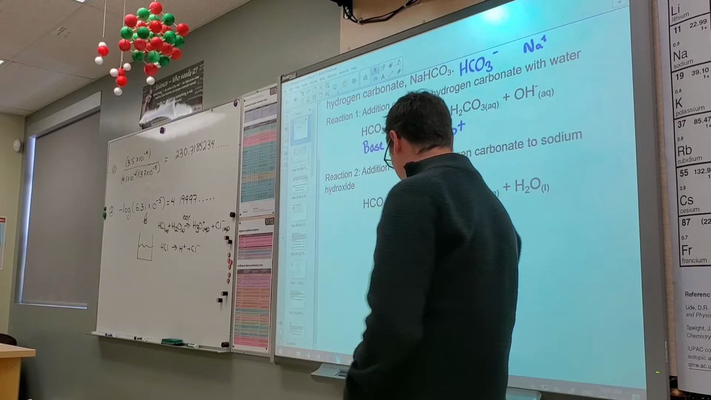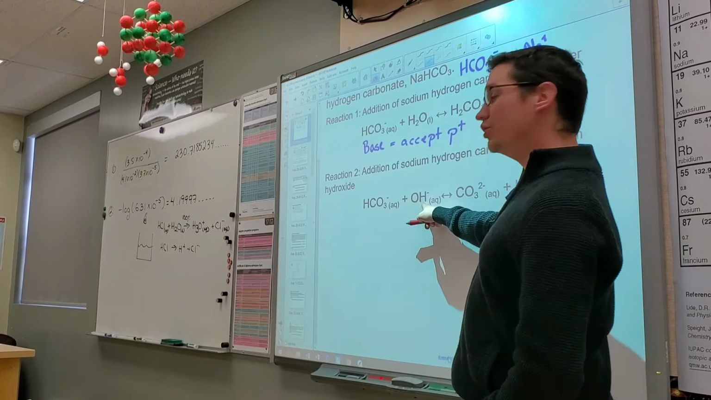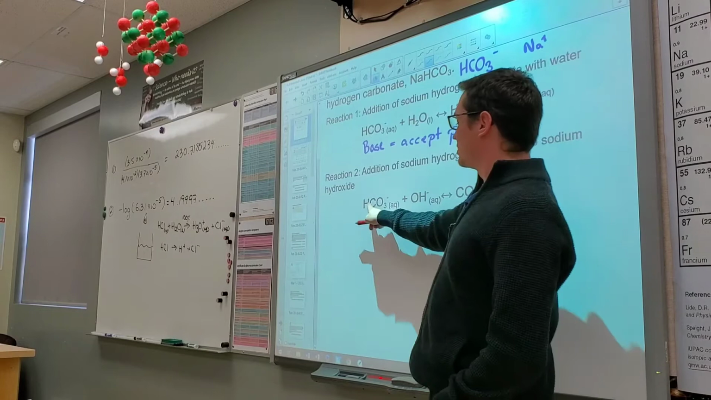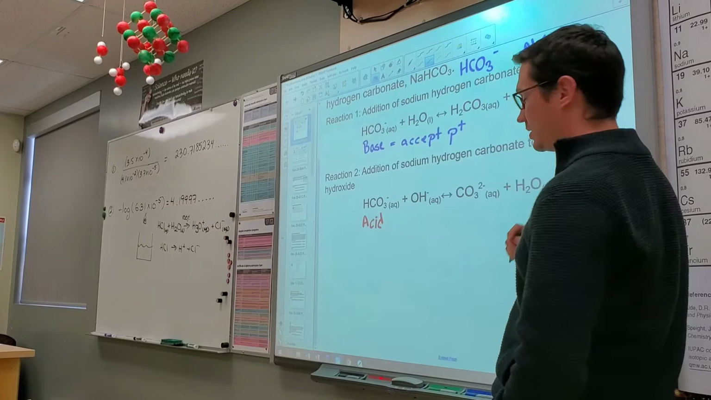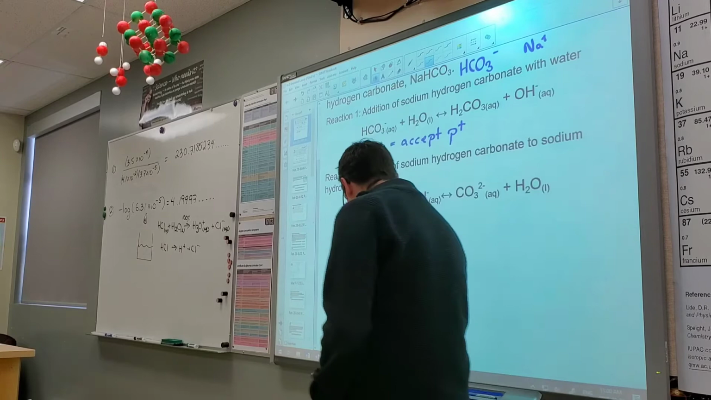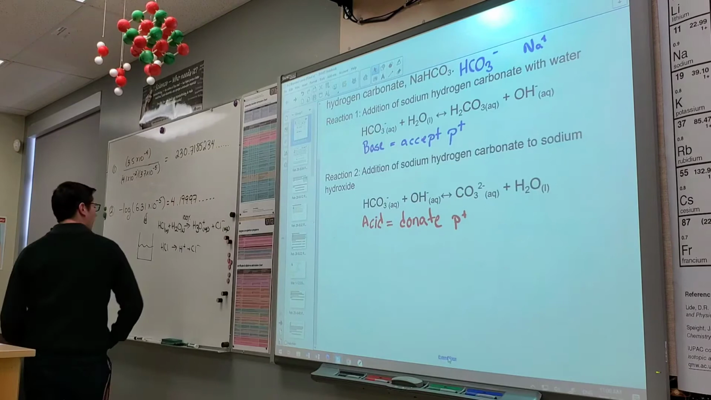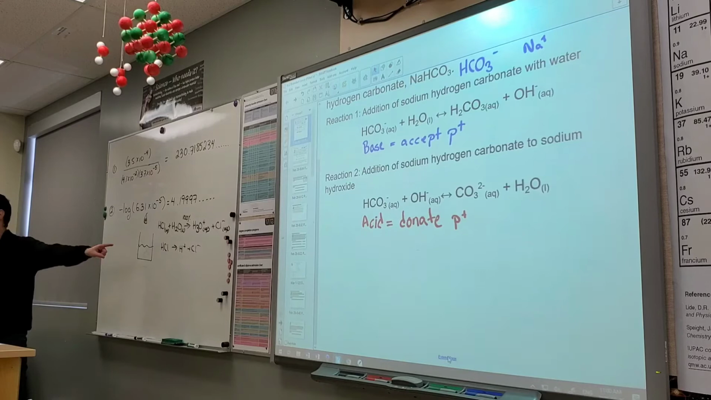Here, HCO3 minus is neutralizing the hydroxide, right? Turning the hydroxide into water. So this HCO3, it's acting as an acid. And what do acids do? Do they accept or do they donate protons? It's donating a proton to the hydroxide. And that should fit with our traditional definition of an acid, right?